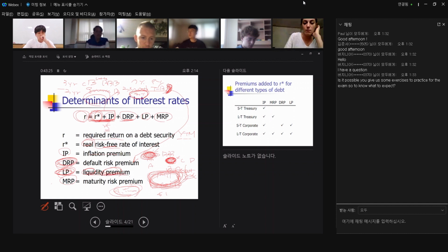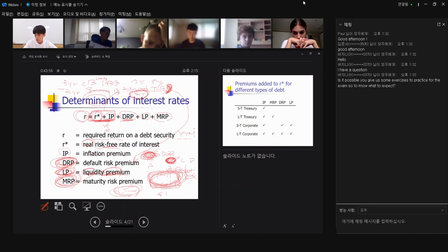All right. And the last component determining the interest rate is the maturity risk premium. Many of you are confused between the maturity risk premium and the default risk premium, but the two risk premiums are totally different things. As I shall explain later, long-term bonds, even treasury bonds, are exposed to significant risk of price decline due to an increase in the inflation or interest rate. I will explain the maturity risk premium in more detail.